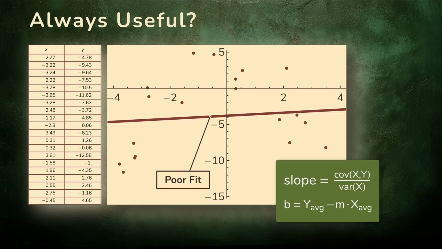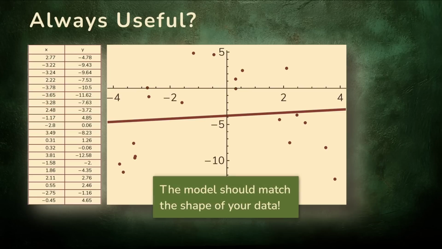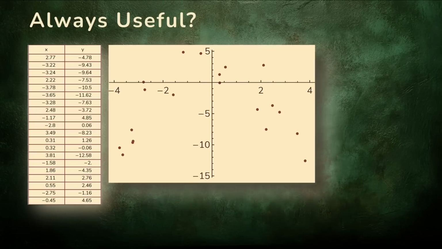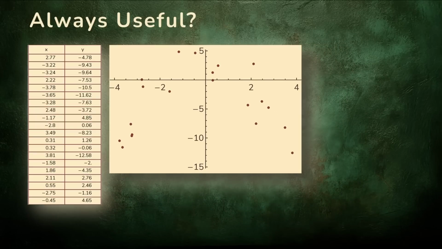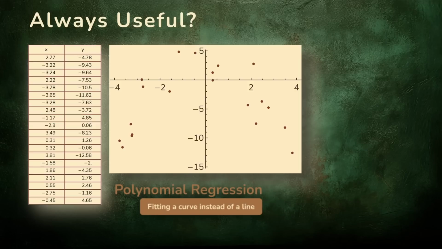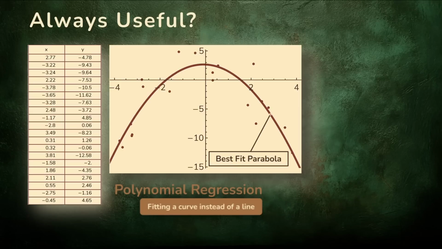There's nothing wrong with the linear regression formulas. They simply are not appropriate for this situation. Even a correct calculation can give a wrong answer if the model doesn't match the shape of your data. But don't worry, there are other kinds of regression for curved data. One such method is polynomial regression, fitting a curve instead of a line. This data came from a noisy parabola, and the best fit parabola captures the trend remarkably well.